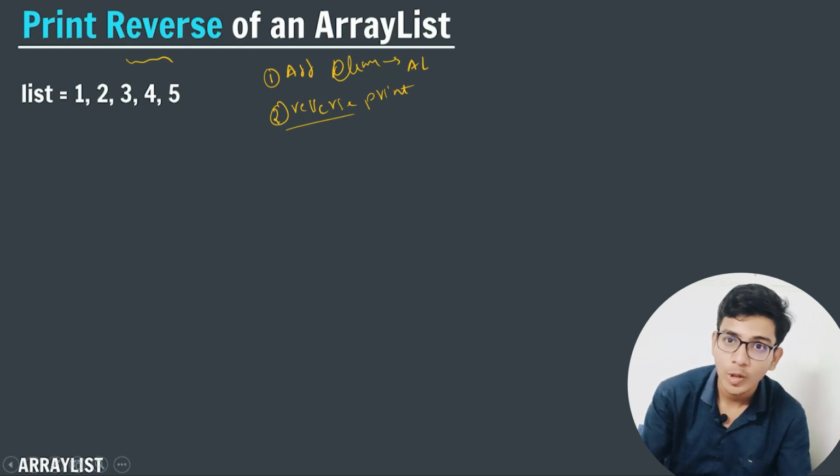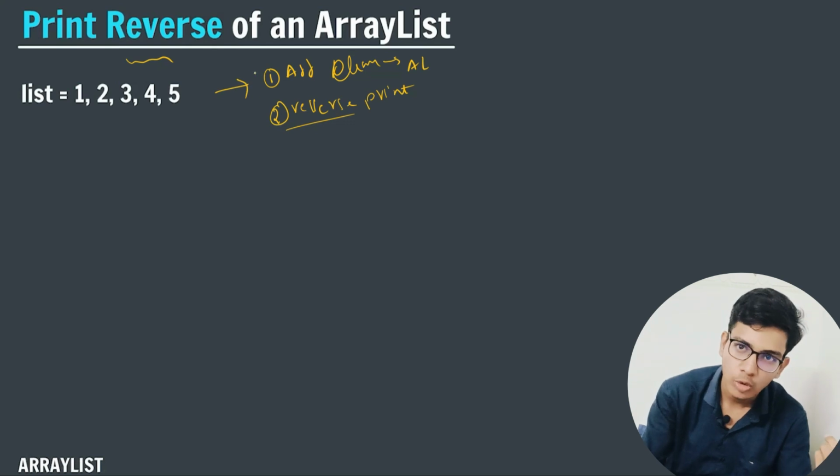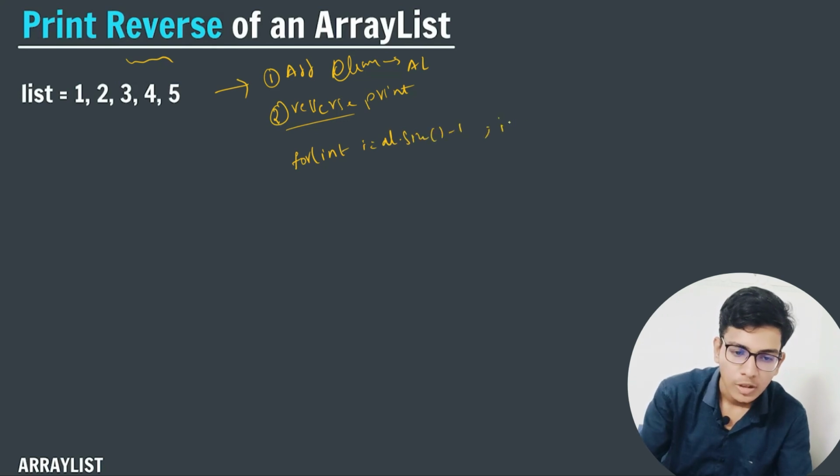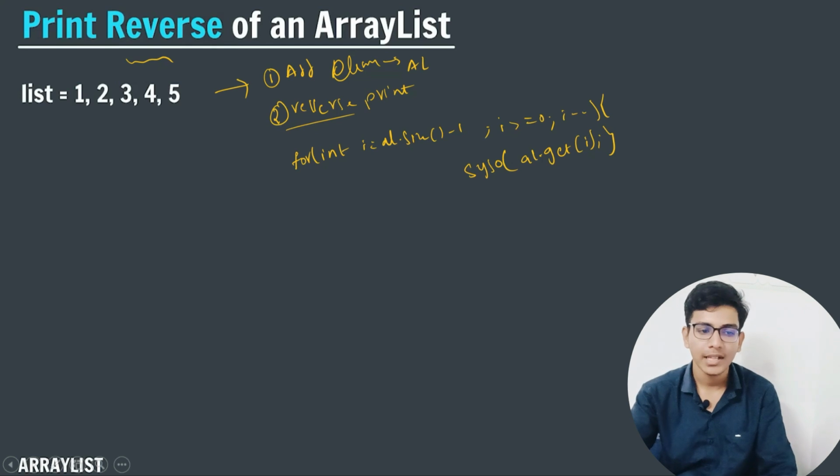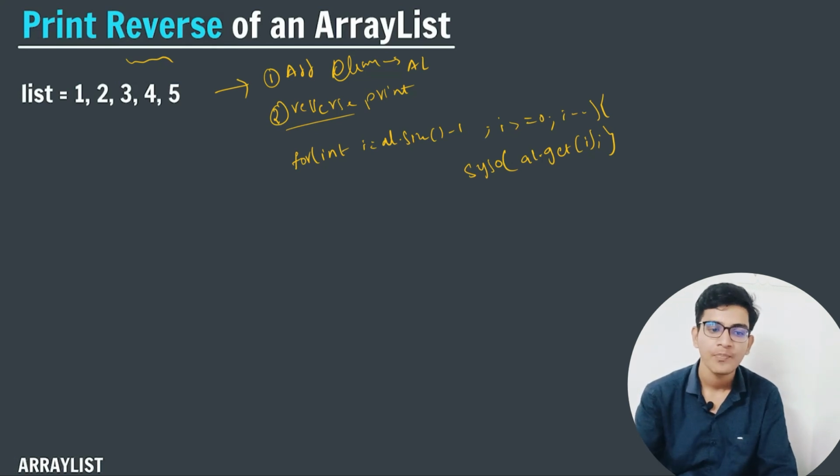So what is the pseudocode here? The pseudocode will be very simple. We already know how to add elements in my array list. So after creating my array list, I will run my loop for int i = al.size() - 1; i >= 0; i--. In this I will print System.out.print(al.get(i)), the element at the ith index, that's all. So this is how I am going to print the reverse of my array list.